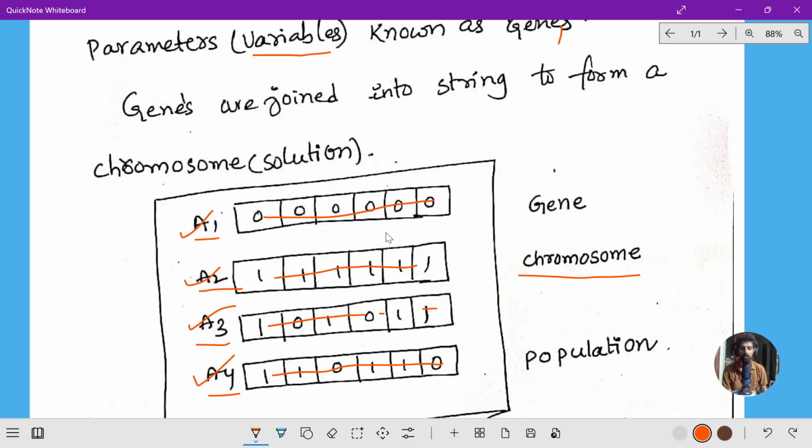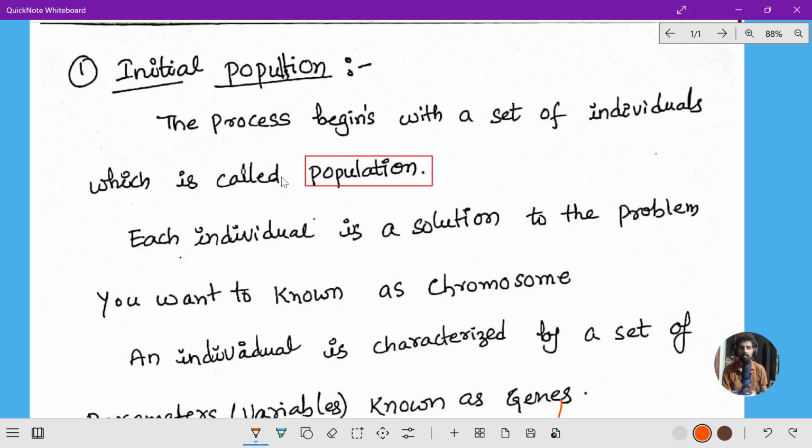The genes are joined into a string to form a chromosome. Once we combine all these genes, we form a chromosome. Remember, a set of chromosomes is called a population. So this is about the first phase, the initial population.